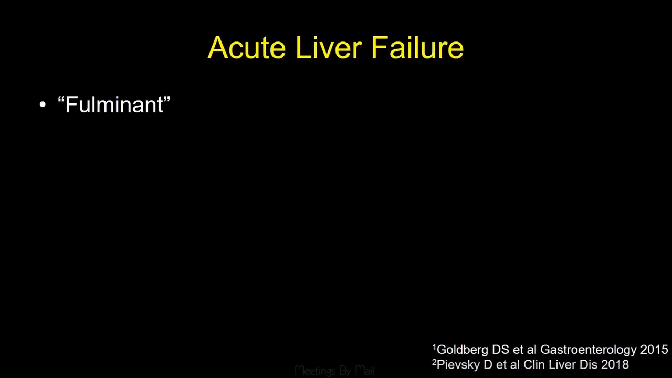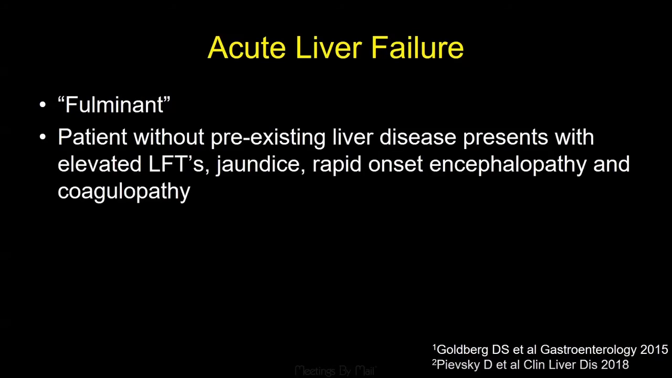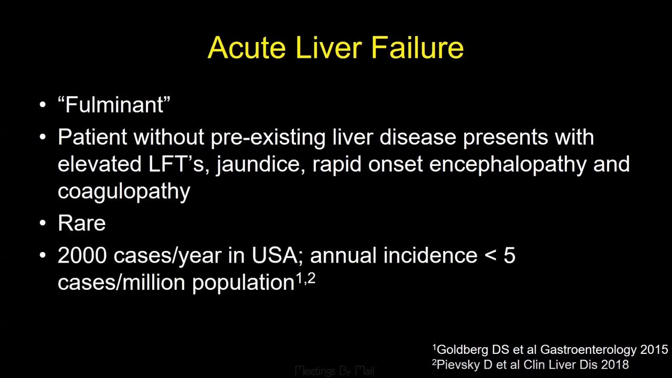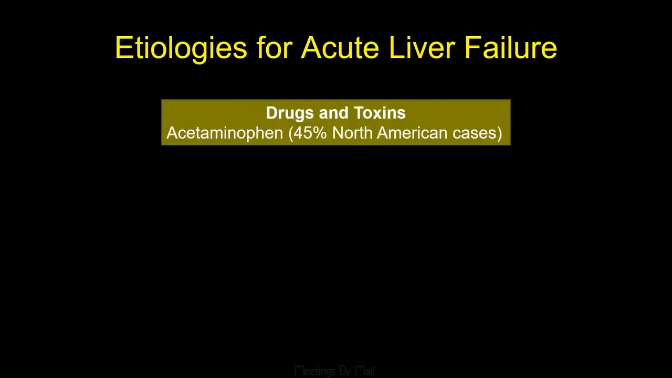So acute liver failure is also known as fulminant liver failure. The definition is a patient without pre-existing liver disease who presents with elevated liver function tests, jaundice, rapid onset encephalopathy, and coagulopathy. It is extremely rare, with approximately 2,000 cases per year in the United States and an annual incidence of less than 5 cases per million population. And because it is so rare, the disease is very difficult to study in depth, with very few controlled therapy trials having been performed.